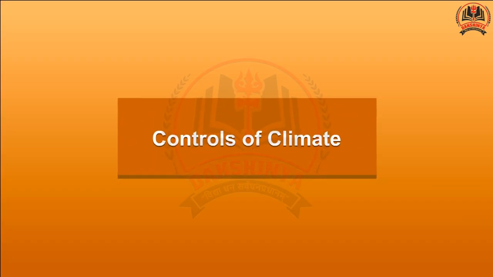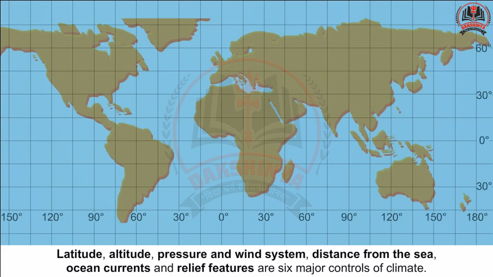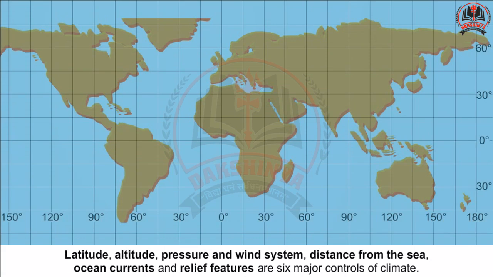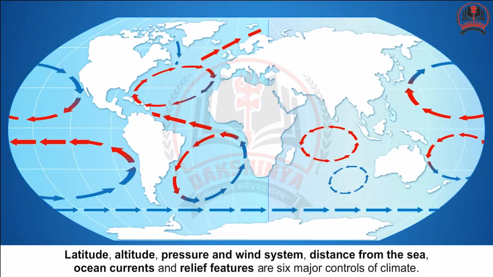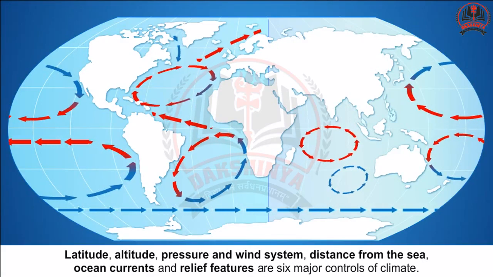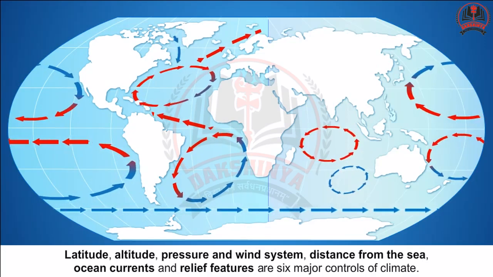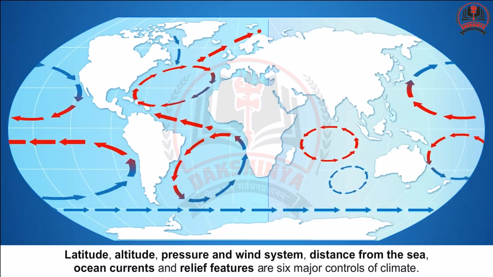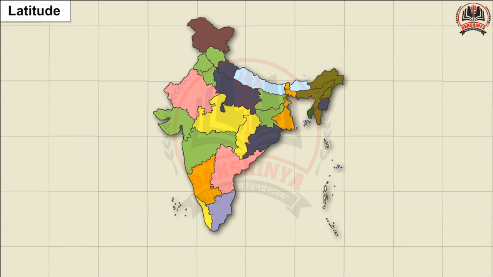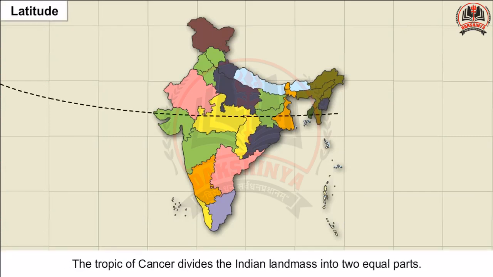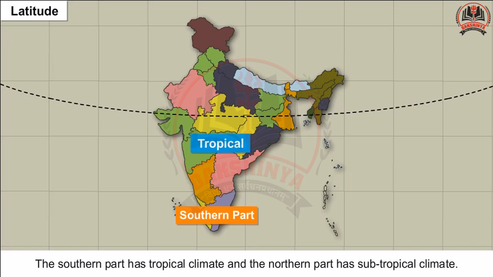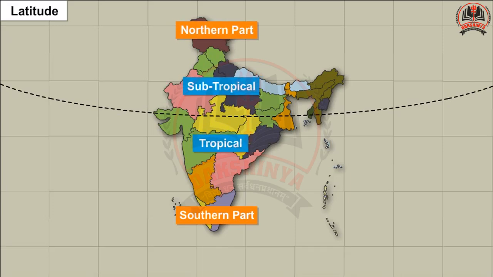Controls of climate. Latitude, altitude, pressure and wind system, distance from the sea, ocean currents and relief features are six major controls of climate. Latitude. The Tropic of Cancer divides the Indian landmass into two equal parts. The southern part has tropical climate and the northern part has subtropical climate.